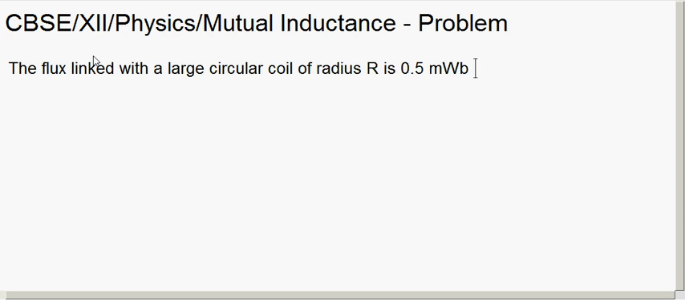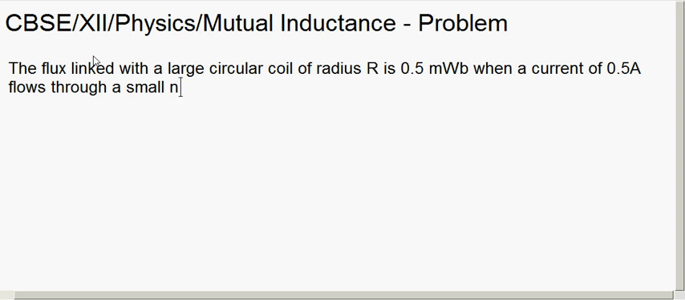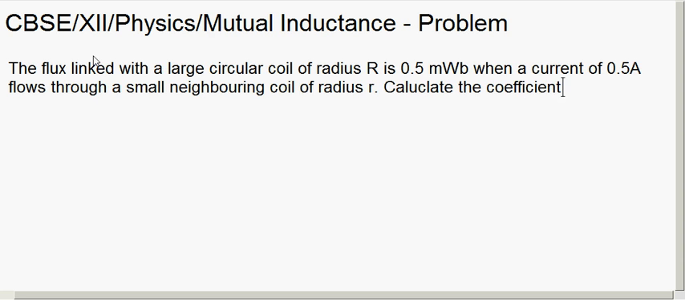When a current of 0.5 ampere flows through a small neighboring coil of radius small r, calculate the coefficient of mutual inductance for the given pair of coils.